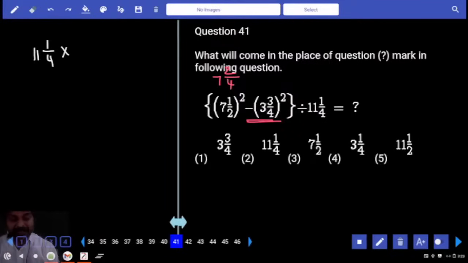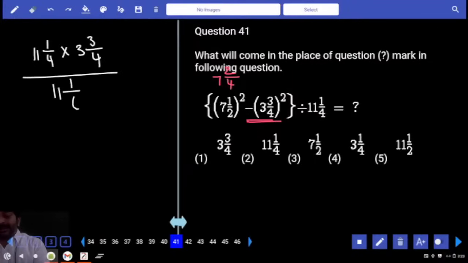A plus b into a minus b. What is it that we have to subtract? 3 by 4 subtract 4, add 1 by 4. Come on. Subtract 4. How much? 3, 2 by 4, add 1 by 4, 3, 3 by 4. A plus b into a minus b. Done. Divided by 11 1 by 4. Cancel. 3, 3 by 4. Done.